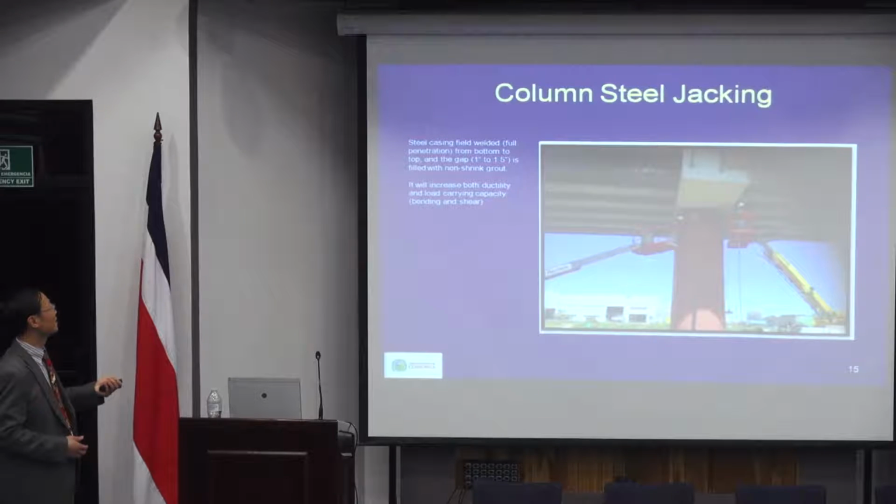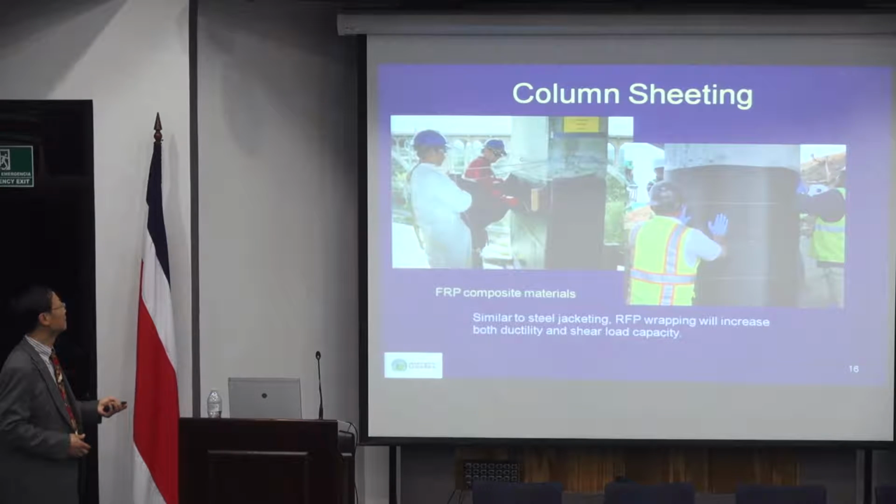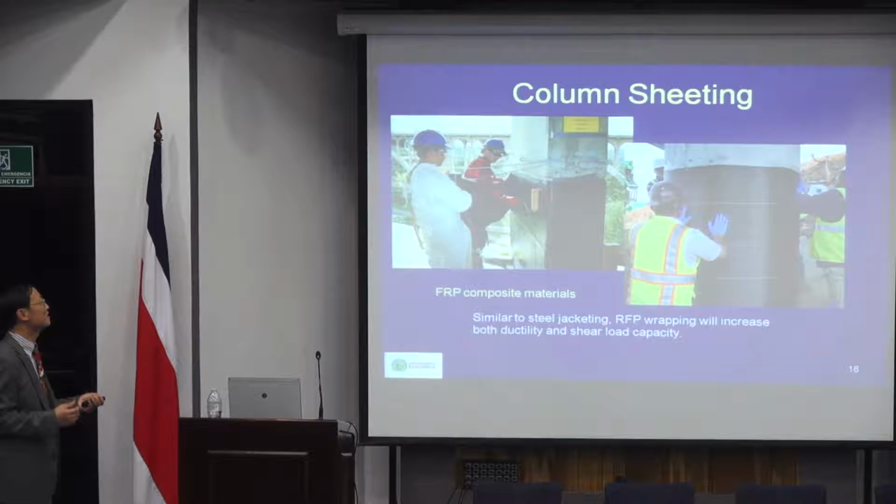So if the column is too small for shear, they provide steel jacketing, which is welded, and they grout the space. And of course, FRP jacketing or sheeting is much easier to apply.